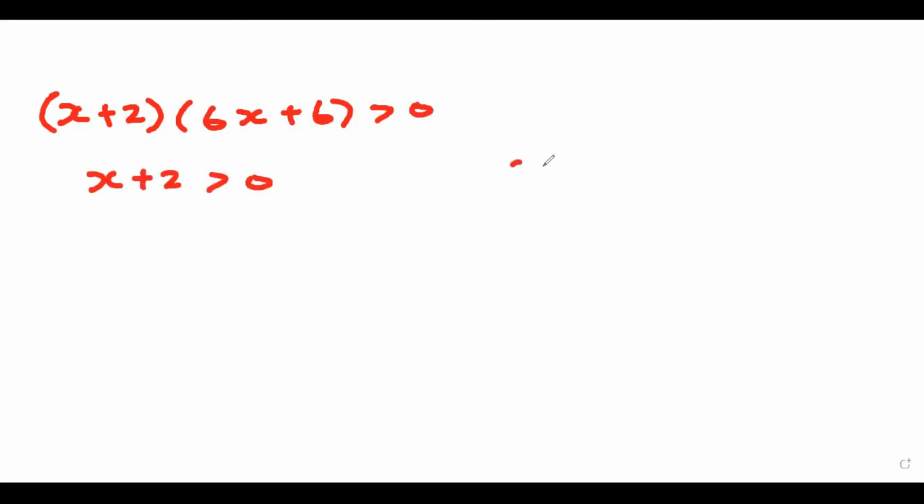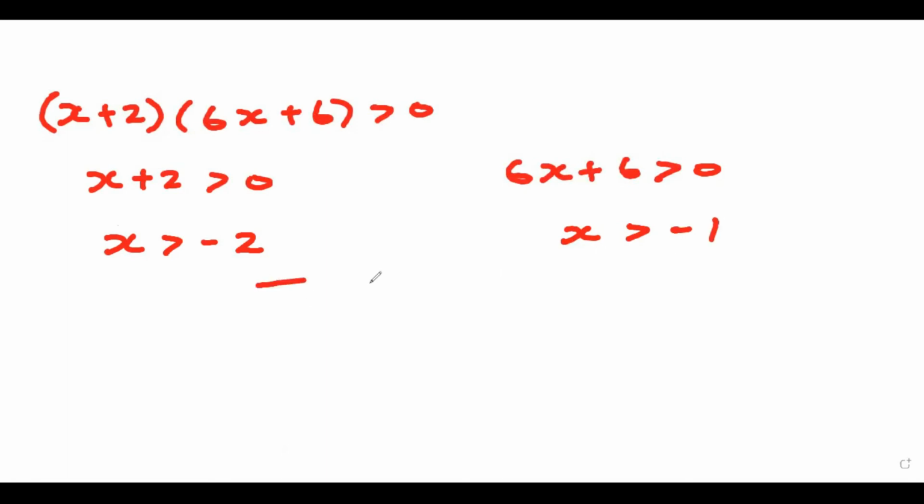So now we're going to have x plus 2 times 6x plus 6 greater than 0. Then you have x plus 2 is greater than 0 and 6x plus 6 greater than 0. So here you're going to have x is greater than minus 2, and x is greater than minus 1. So again, you do your testing, and then you'd end up with x is less than minus 2 or x is greater than minus 1.